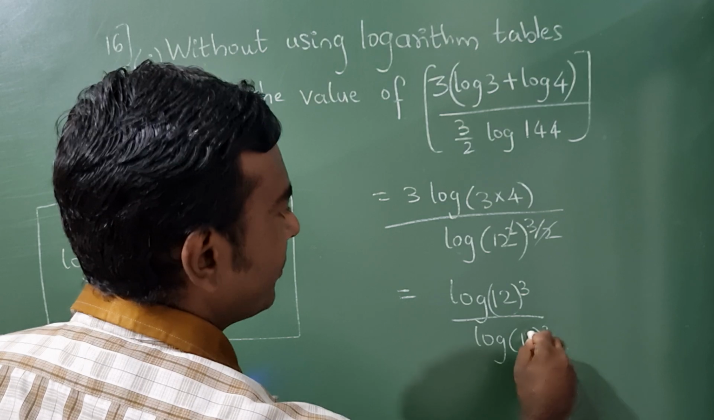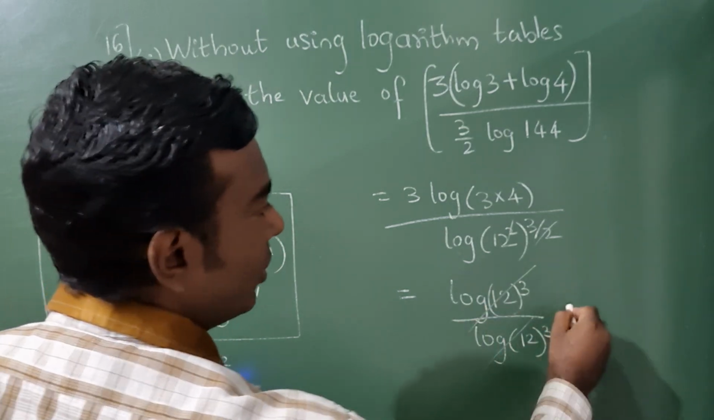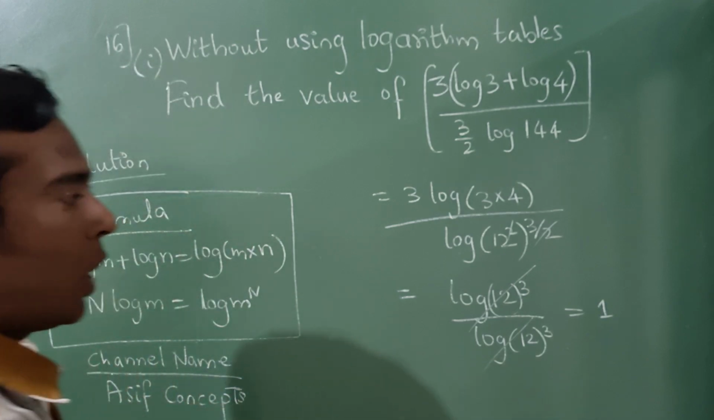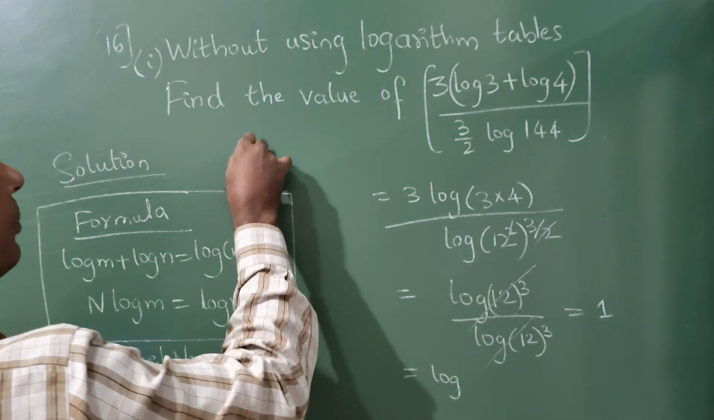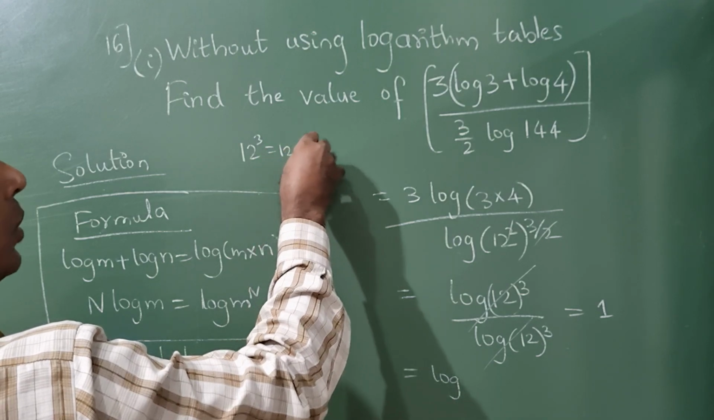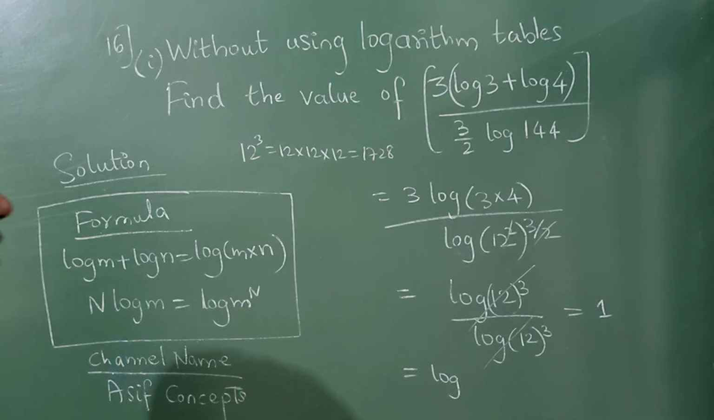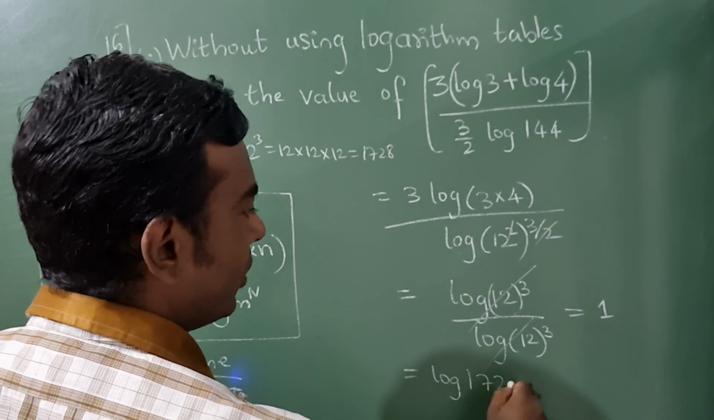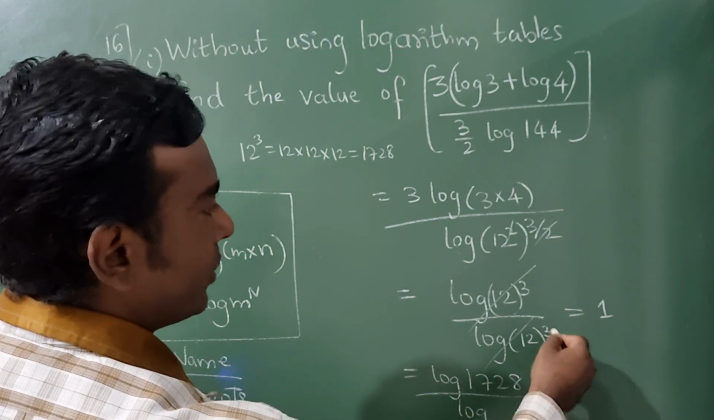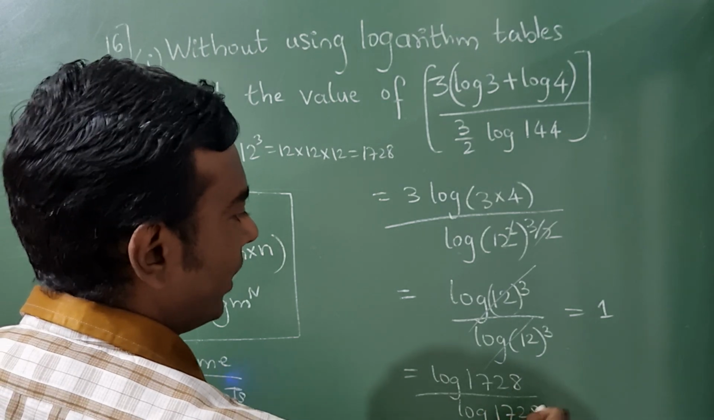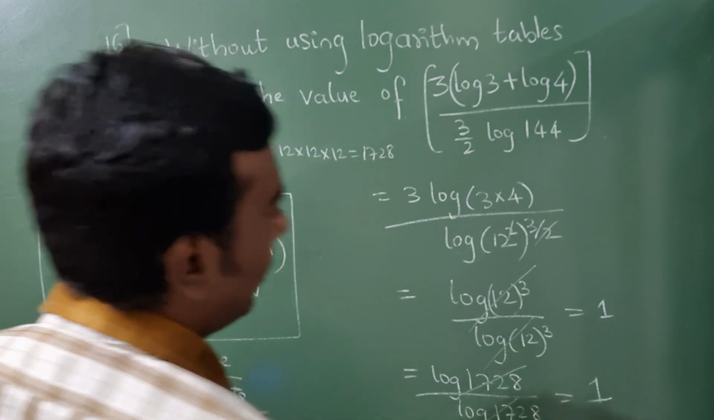12 raised to 3. Either you can directly cancel these two and write 1, or what you can do is log 12 cube. 12 cube means 12 × 12 × 12 is 1728. Okay, so you can write 1728 divided by, again, log 12 raised to 3 means 1728. You can cancel numerator and denominator and write the answer as 1.